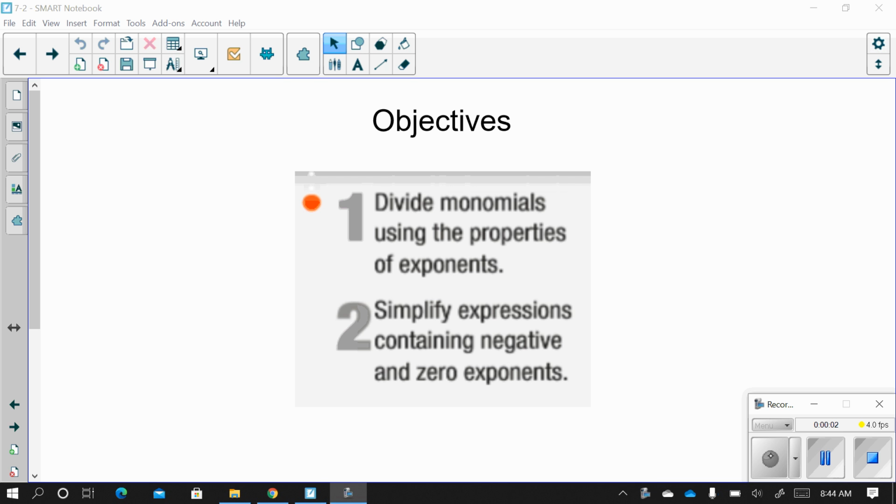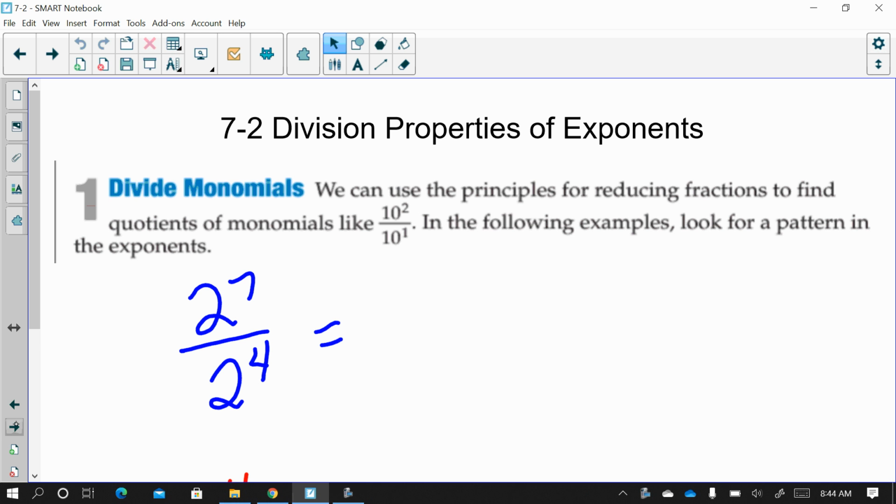Hi guys, so today we're looking at rules of exponents part 2. So our objectives, we're going to divide monomials using the properties of exponents, and we're also going to simplify some expressions, but this time we're going to throw in some negative exponents and zero exponents as well. So remember, this is not 7.2 in our book, but we're just going to go with division properties of exponents.